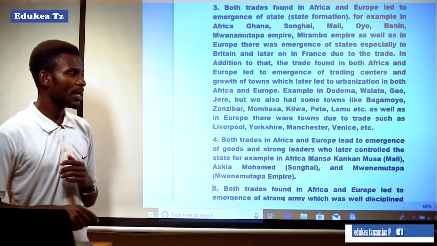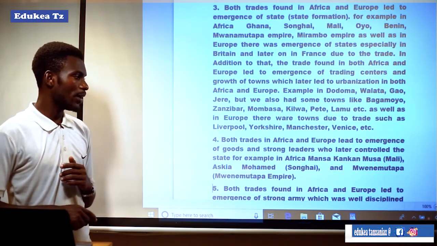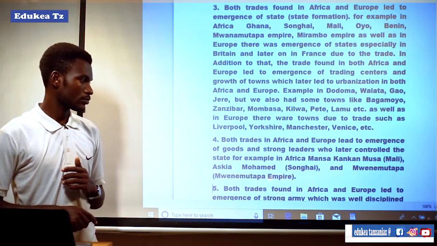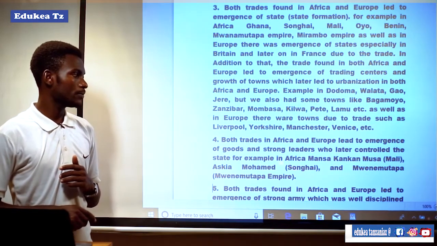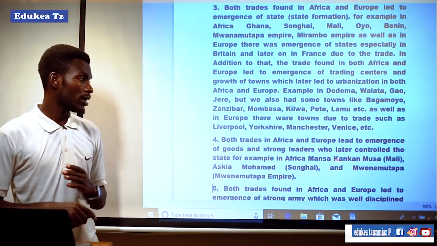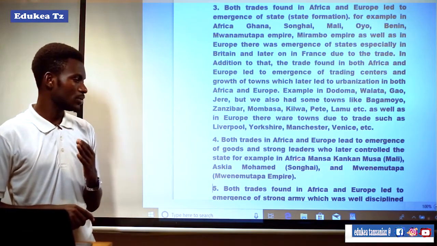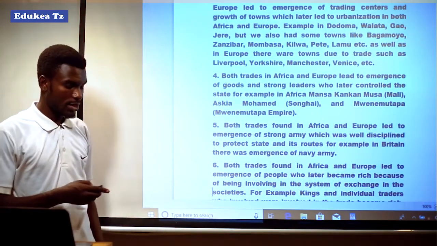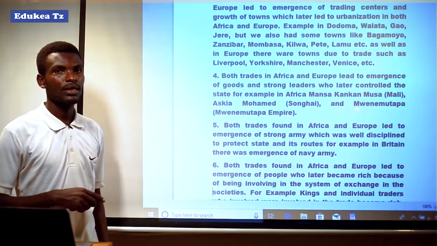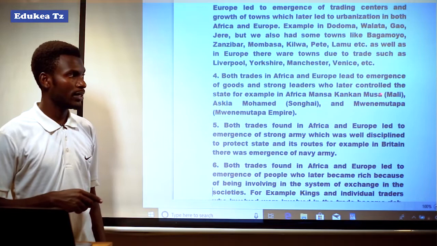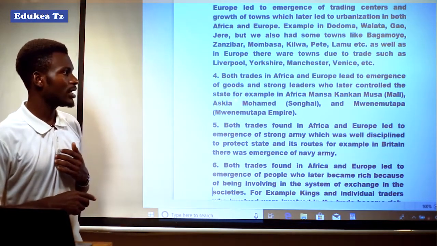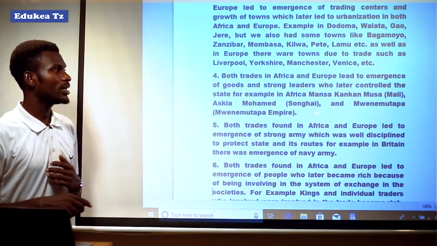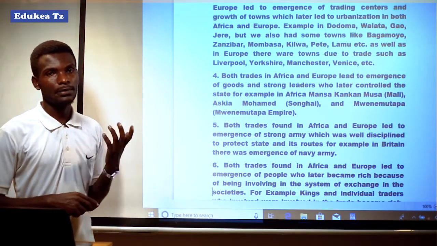For example, in Africa, Mansa Kankan Musa of Mali, Askia Mohammed of Songhai, and the Mwanamtapa Empire. These were the leaders who led their states which emerged in Africa. As I've mentioned in the examples, Mansa Kankan Musa was the leader of the Mali Empire, Askia Mohammed led the Songhai Empire, as well as the leader who led the Mwanamtapa Empire.